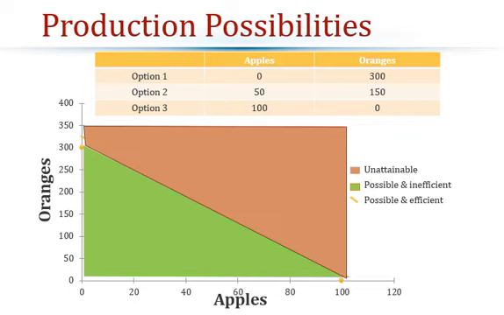For production possibilities, we're going to create what we call the production possibilities frontier. The production possibilities frontier shows us the combinations of goods and services we can produce and those that we can't. So we have a table in our graphic here. We're producing apples and oranges, and we have three options of production possibilities.